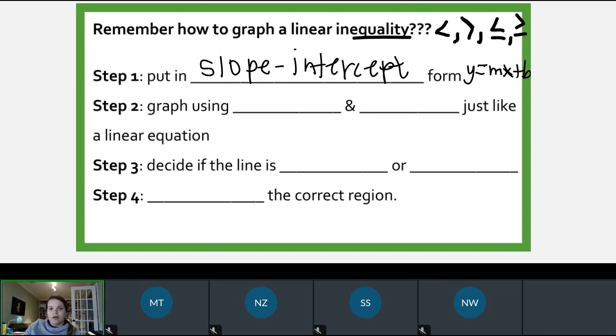After we have our equation in slope-intercept form, we're going to graph, just like we graph equations. We're going to graph inequalities the same way. So the first thing we're going to do is plot our y-intercept. So we're going to graph using the y-intercept. Then we will use the slope to count.